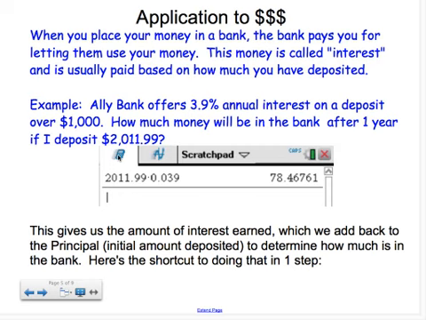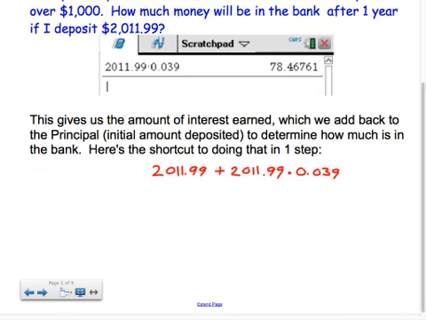Okay, now, is there a shortcut to calculating how much is in the bank? And the answer is yes. Okay, in this case, you had your initial $2,011.99 and your interest, which was calculated by doing your initial amount, $2,011.99, times this interest rate, which was 0.039. And you'll notice that there's a common factor in this expression of $2,011.99. You can factor that out, and you have 1 plus this interest rate.